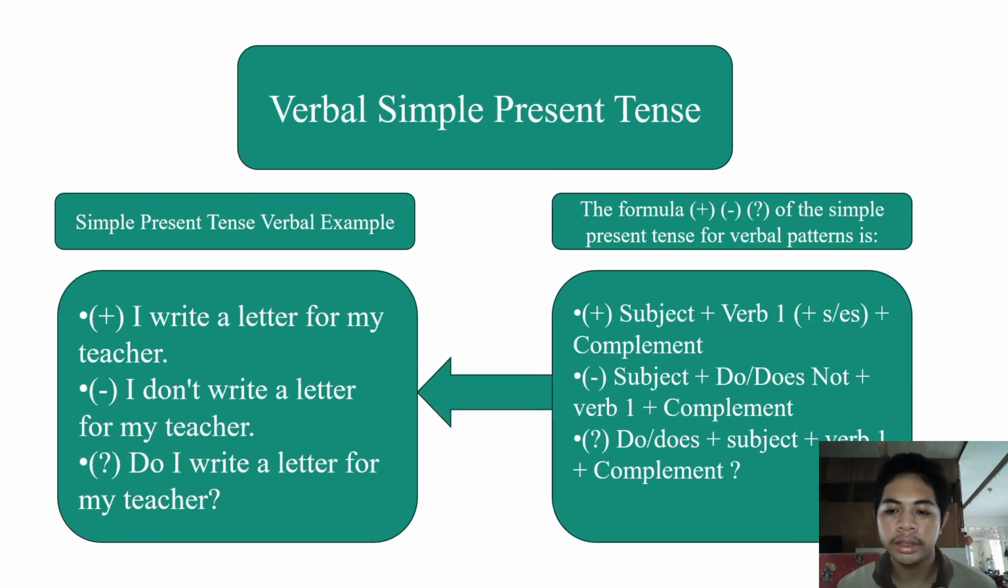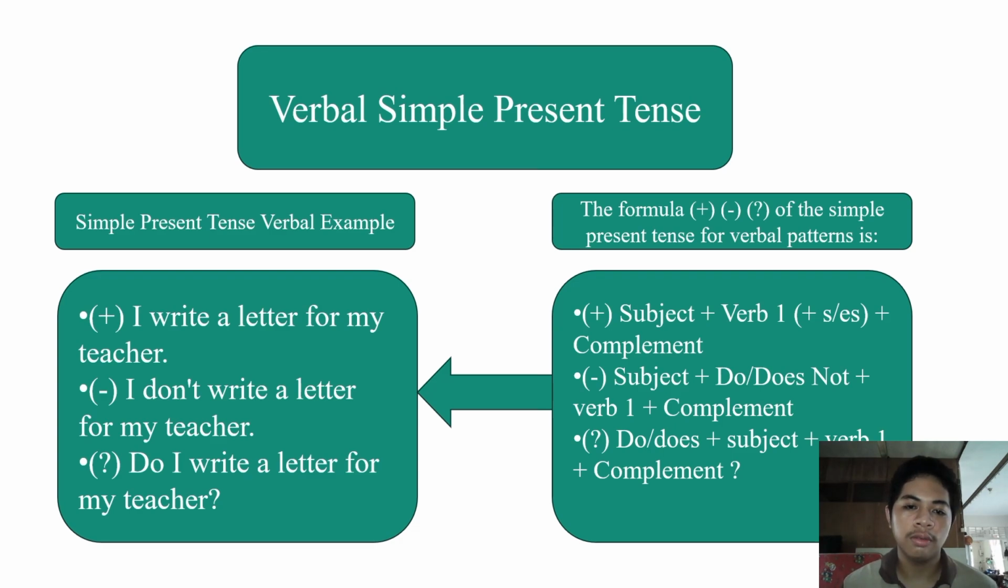Verbal simple present tense. The formula of simple present tense for verbal patterns is: positive, subject plus verb 1 plus complement; negative, subject plus do not or does not plus verb 1 plus complement; interrogative, do or does plus subject plus verb 1 plus complement.